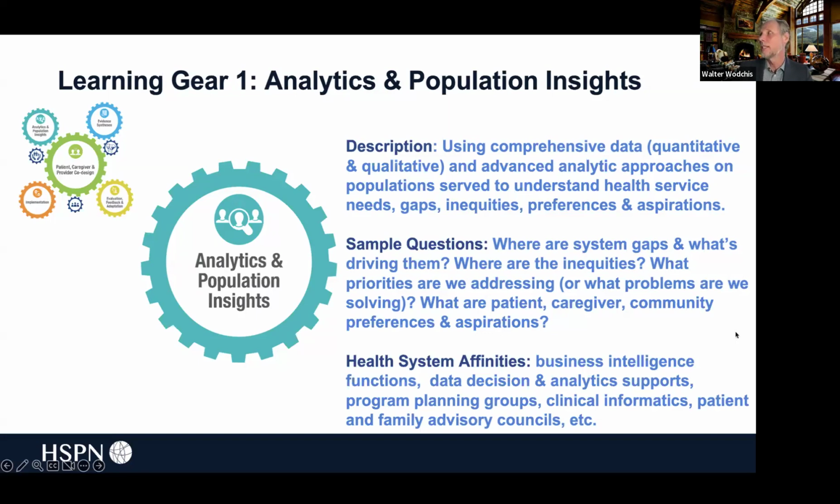I'm really, really excited to look into this aspect of the gears. This is where I spend a fair bit of my time in the Health System Performance Network as well.